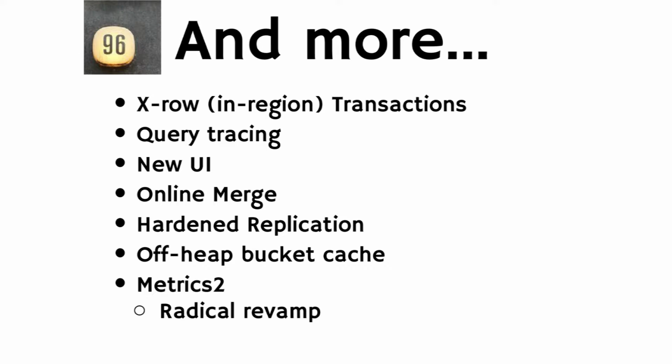And there's much more. There's query tracing, new UIs, online merging, hardened replication. The metrics have been redone. There's loads of metrics now, and they make sense. They follow patterns, so it's easy to figure out what stuff means.